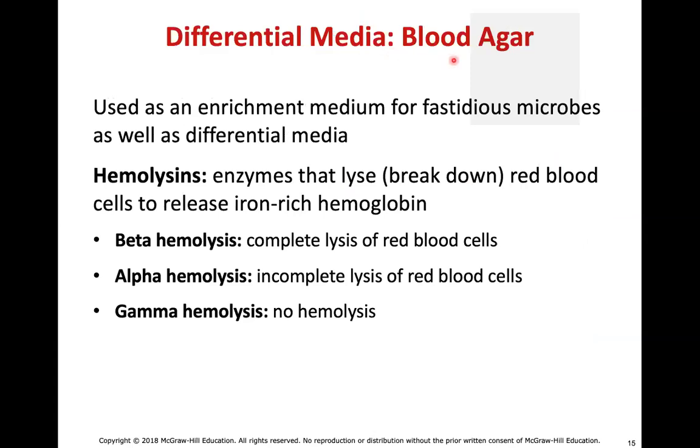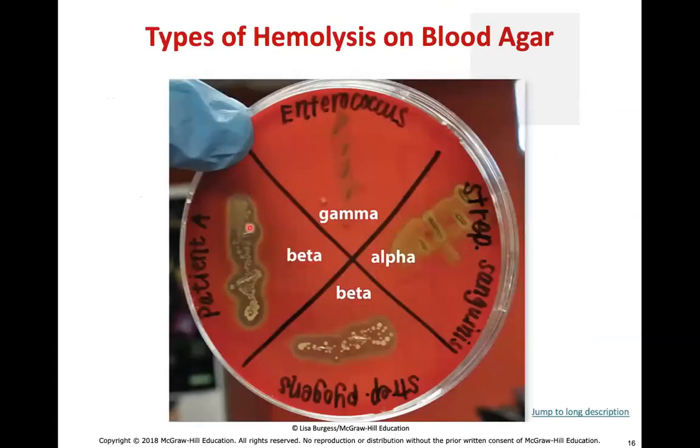Another type of differential media is what we call blood agar. This is another type of media that you'll see throughout the course. Essentially, blood agar is composed of sheep's blood, but it will allow various fastidious microorganisms to grow, and mainly because it has the blood serum. This is what these organisms need.